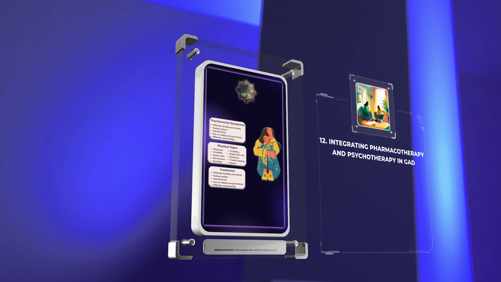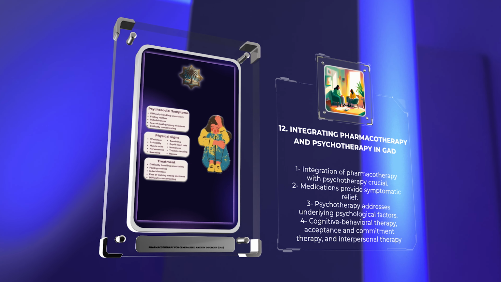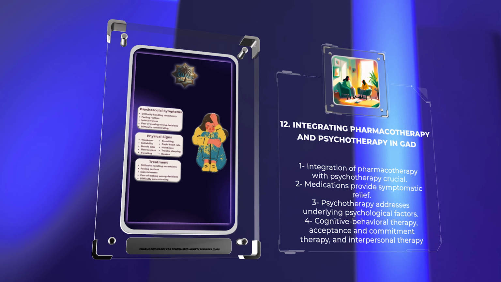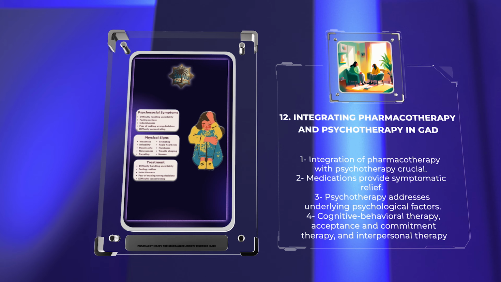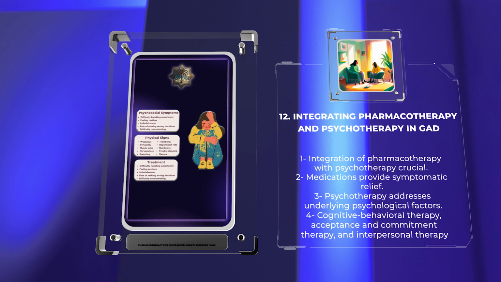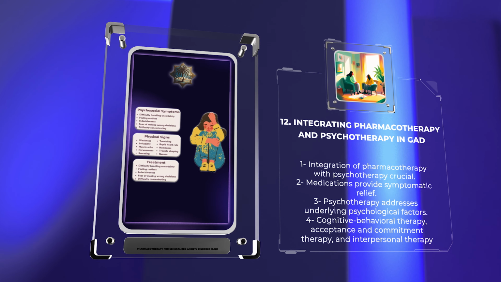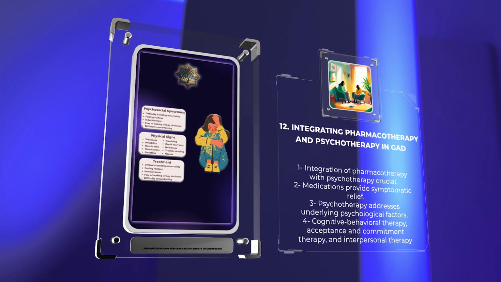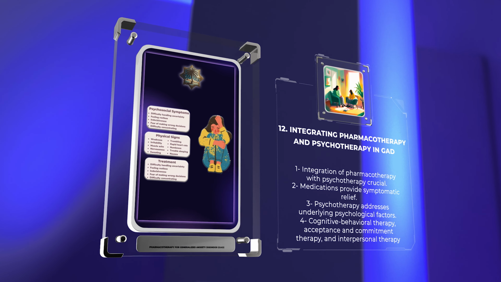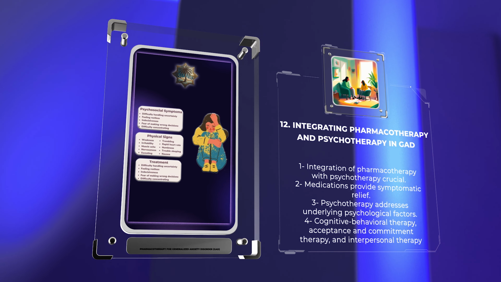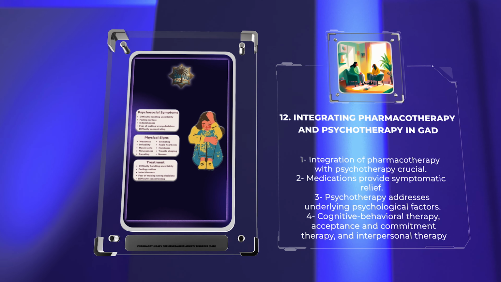The integration of pharmacotherapy with psychotherapy is crucial for optimizing treatment outcomes in GAD. While medications can provide symptomatic relief, psychotherapy addresses underlying psychological factors contributing to anxiety. Cognitive behavioral therapy, acceptance and commitment therapy, and interpersonal therapy are commonly employed in conjunction with pharmacotherapy to enhance treatment response, provide coping strategies, and promote long-term recovery. Collaborative care models that involve close coordination between medical and mental health professionals yield the best results.